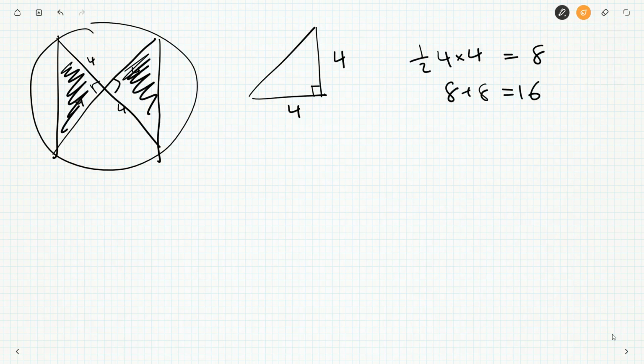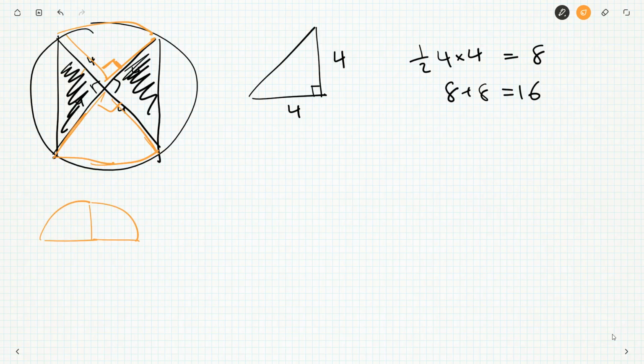I'll change colors for these quarter circles. How do you know it's a quarter of a circle? Because we've got a right angle. 360 makes up a full circle. 90 over 360 is 1/4. So there's a quarter circle, there's a quarter circle. Now we can either compute them separately and then double it, like I did with the triangles, or we can realize that if I've got two quarter circles, together they make a full half circle.